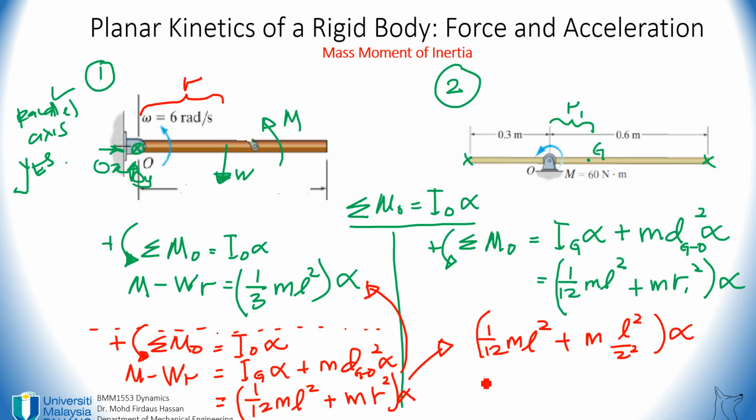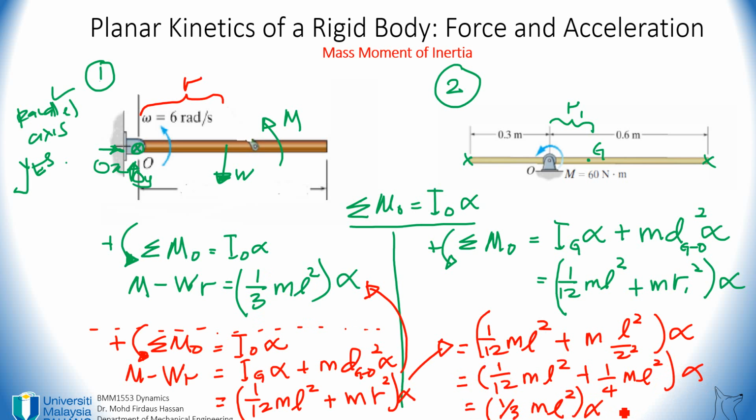You can simplify this one, because you will get 1 over 12 m l square plus 1 over 4 m l square alpha. Finally, you will get, similar to this, 1 over 3 m l square alpha. Similar. So we have done this when you want to use summation of moment at O, at the point of rotation.